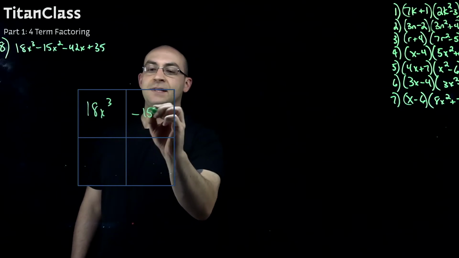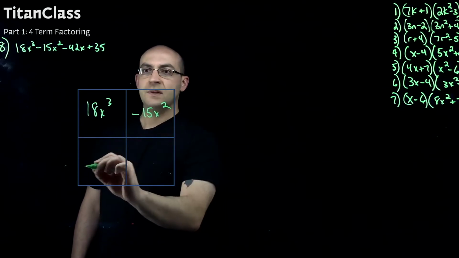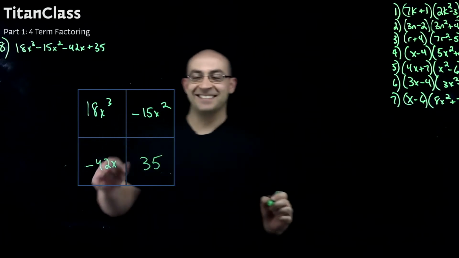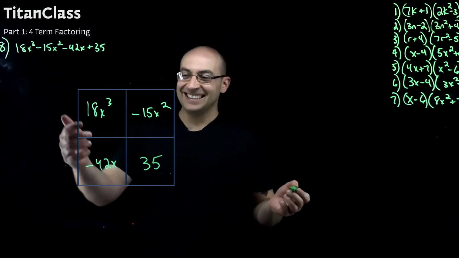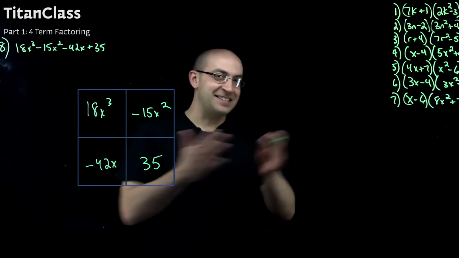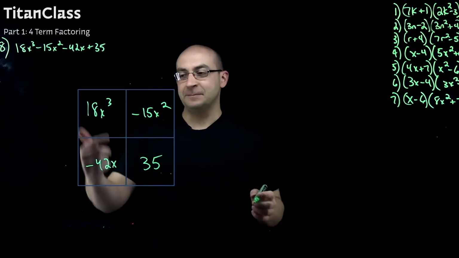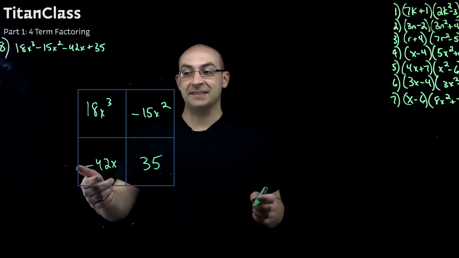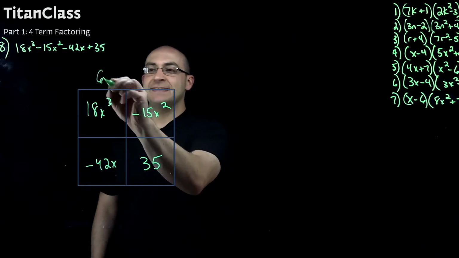Negative 15x squared minus 42x. I don't even know if you can hear that. It just takes my attention away. I can take a 6 out of both, right? I can divide by 6 on top and bottom. So it's going to be a 6x.